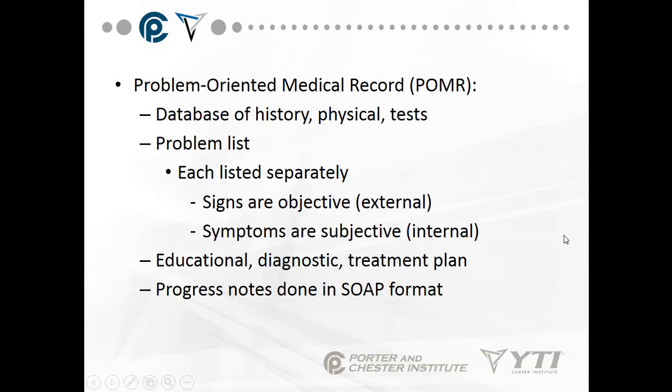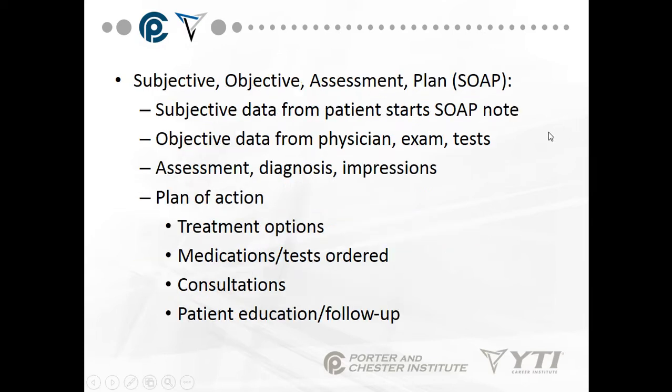Now, the problem-oriented medical record is set up differently, the POMR. This is a database of history, physicals, and tests. The problem list, each listed separately. Signs are objective, symptoms are subjective. Educational, diagnostic, and treatment plans are included, and progress notes are done in the SOAP format, which we'll discuss now. Subjective, objective, assessment, and plan.